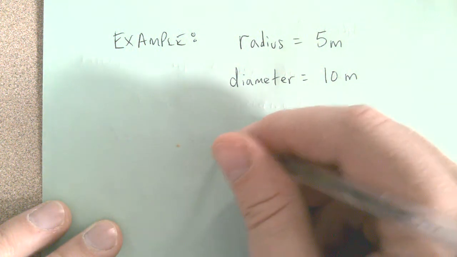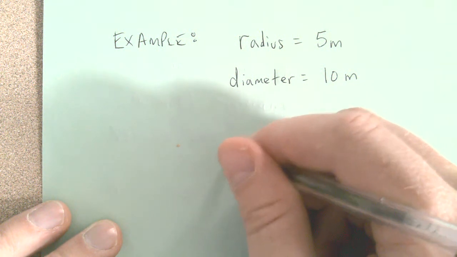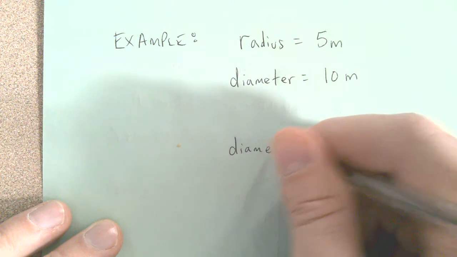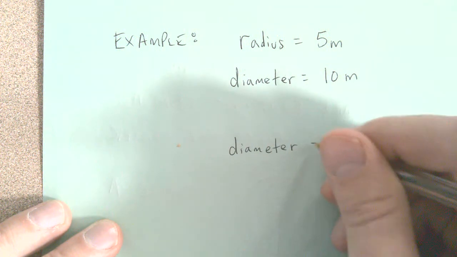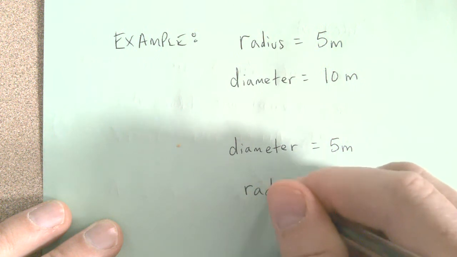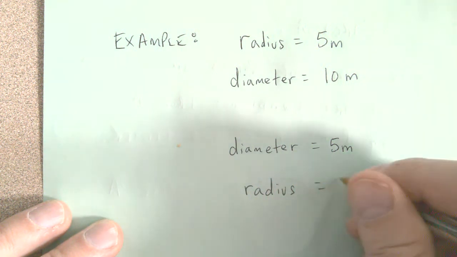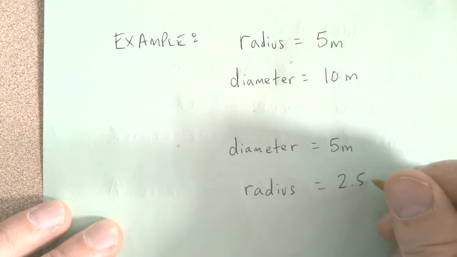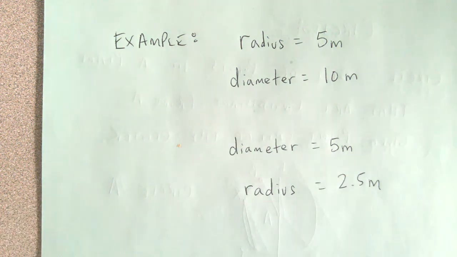If I told you that the diameter was 5 meters, then Bryce, what would the radius be? 2.5 meters. Okay? So do we understand the difference there between the radius and diameter?